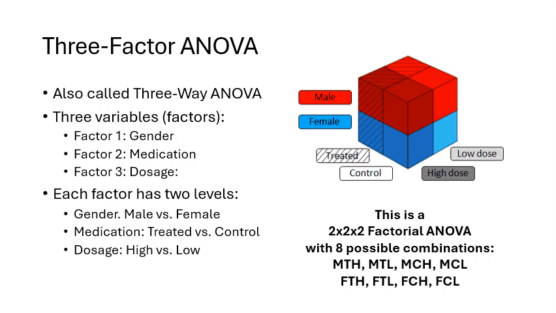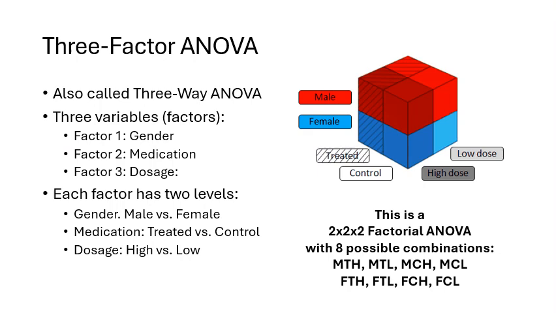Each has 2 levels: gender, male versus female; medication, treatment versus control; and dosage, high versus low. We would call this a 2x2x2 factorial ANOVA. And that's because we have 2 levels under gender, 2 under medication, and 2 under dosage, which means that if we multiply those together, 2 times 2 times 2, we find that we have 8 possible combinations.